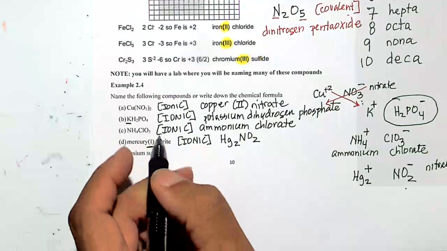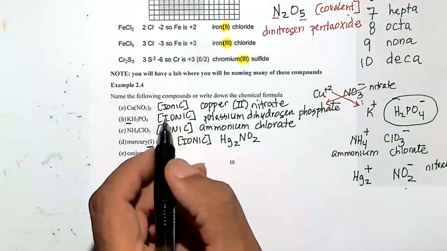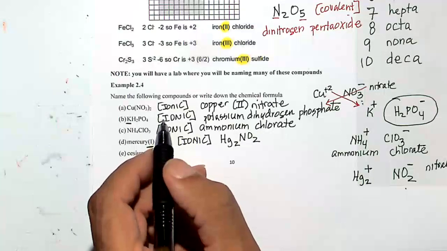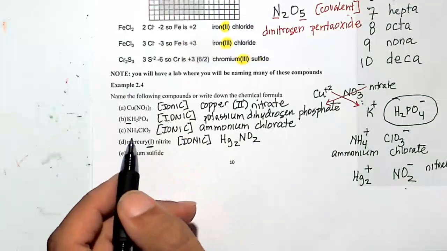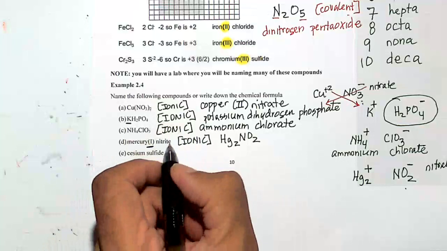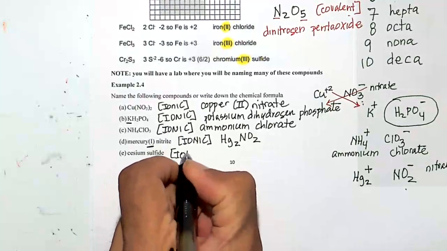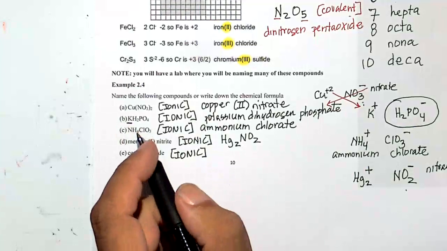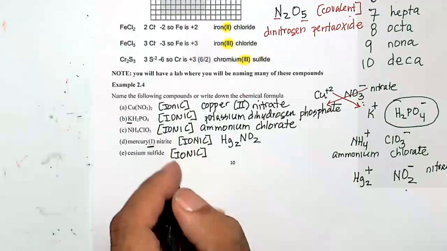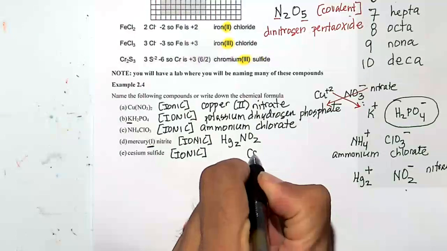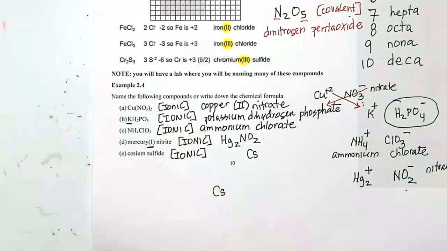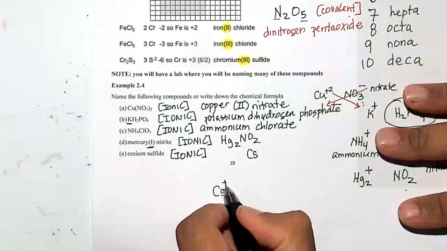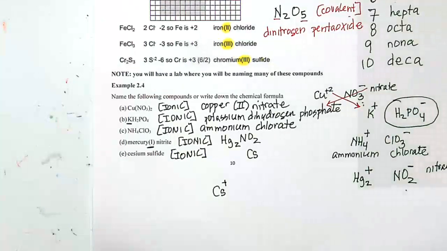All right, good job, you guys. All right, next one, cesium sulfide. What do you guys think? Ionic is correct. What's the formula for this ionic compound? Cs. What will be the charge of Cs? I'm looking at my periodic table. I see that it's in group 1, so it's plus.